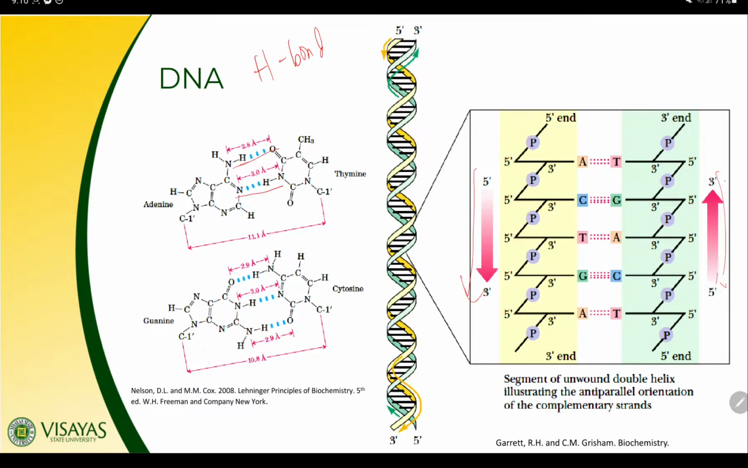So for adenine-thymine base pairing, we only have 2 hydrogen bonds. We have 1, 2. Whereas for the guanine-cytosine pair, we have 3 hydrogen bonds. We have 1, 2, and 3. So we have 2 hydrogen bonds for AT and 3 hydrogen bonds for the GC pair.